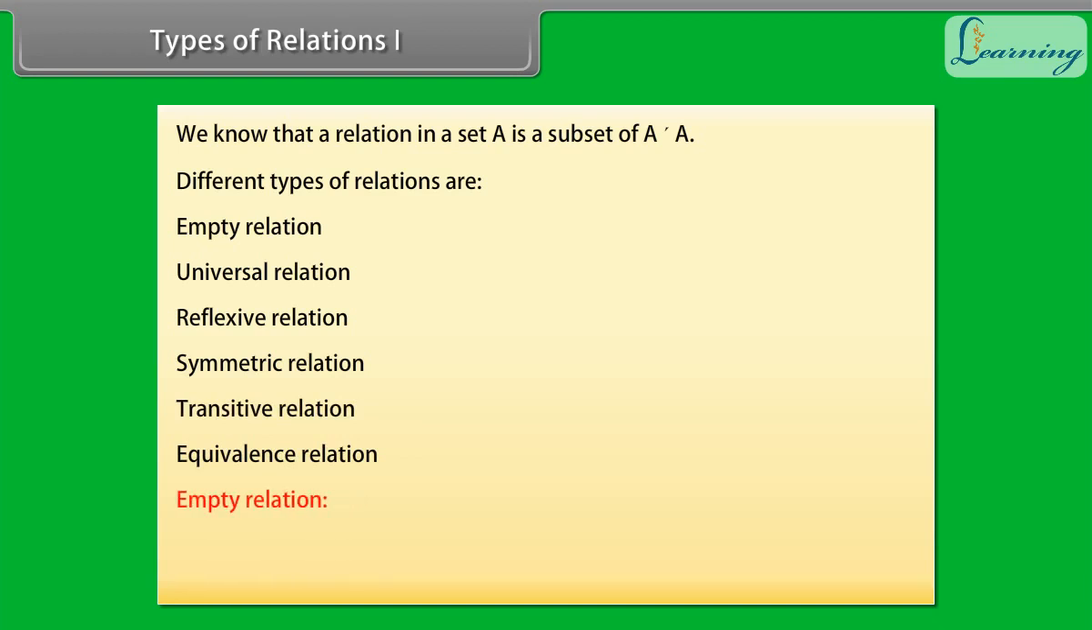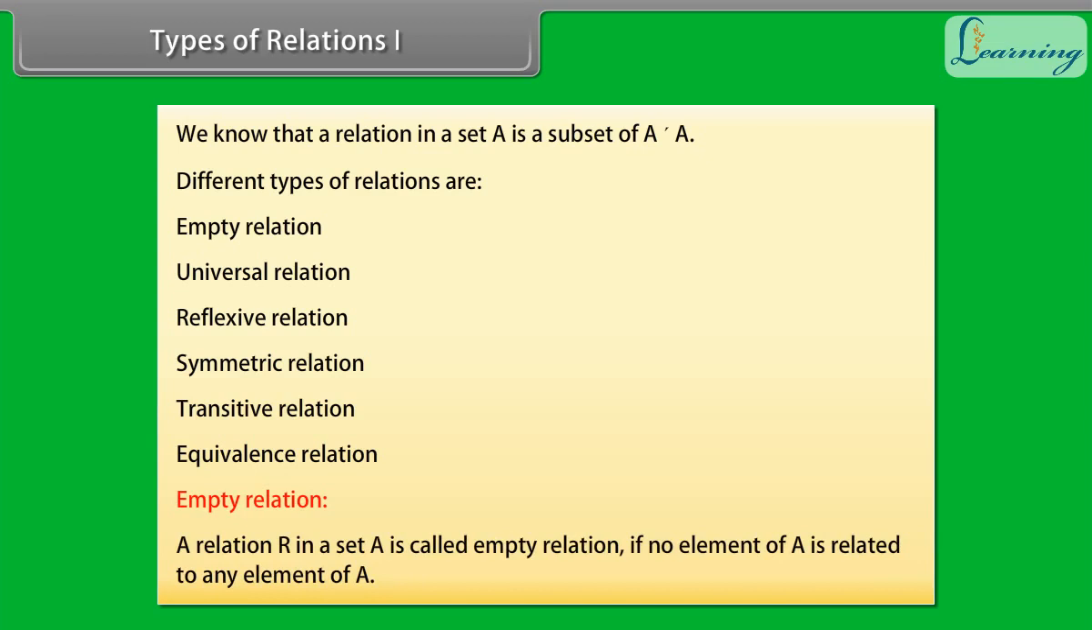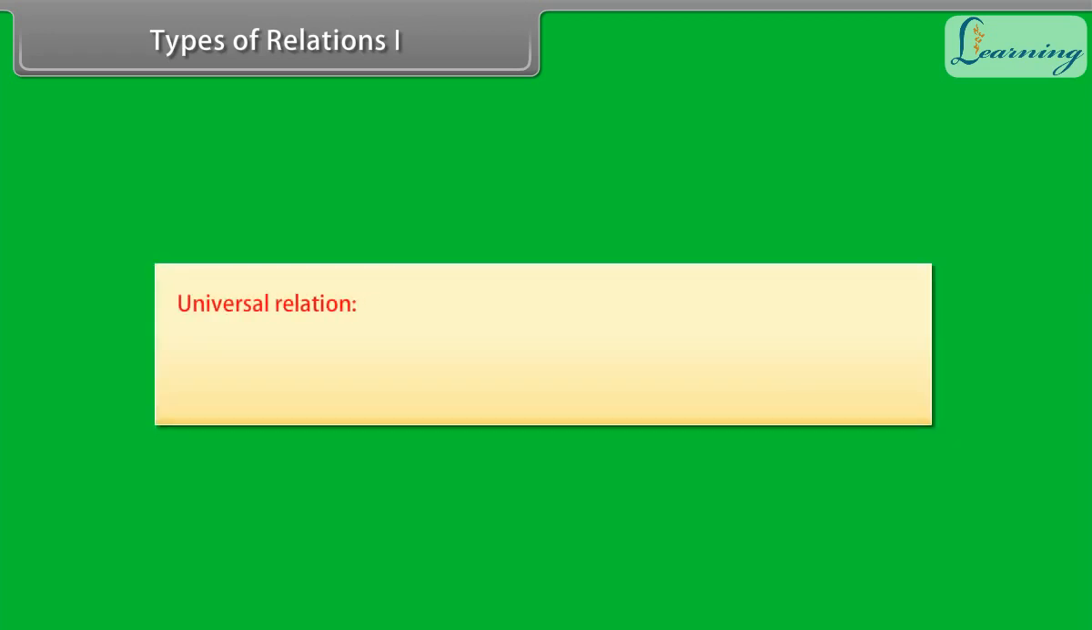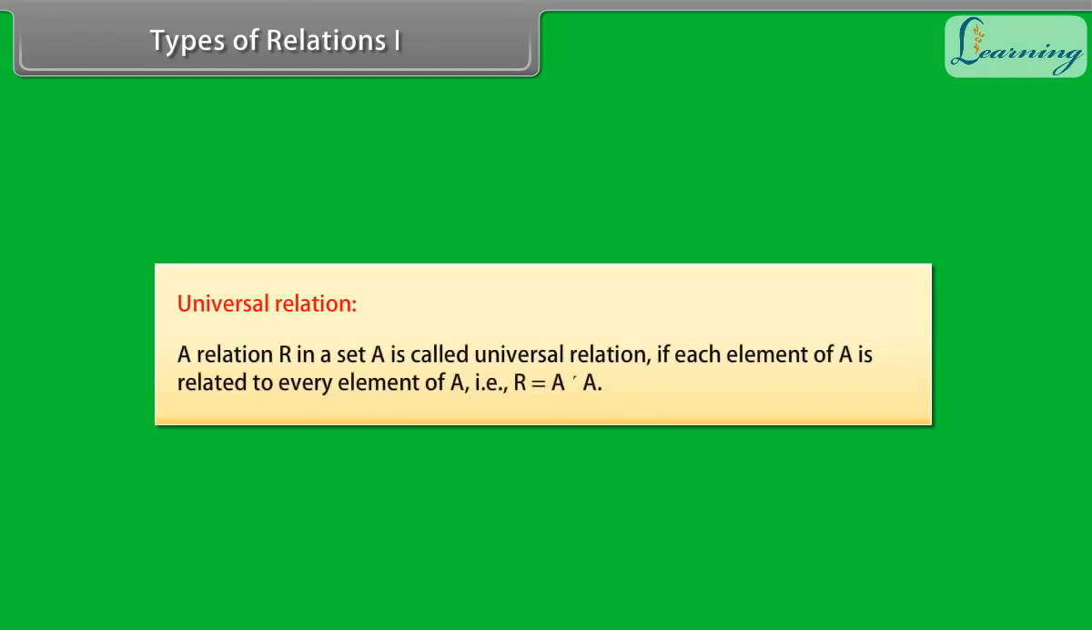Empty relation. A relation R in a set A is called an empty relation if no element of A is related to any element of A. That is, relation R is equal to the null set, which is a subset of A cross A. Universal relation. A relation R in a set A is called a universal relation if each element of A is related to every element of A, that is, R is equal to A cross A.